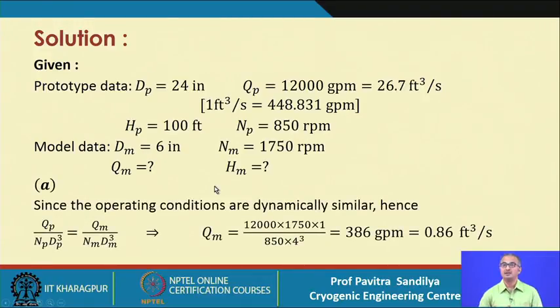Now, they are dynamically similar, so we use this particular equation to find the capacity of the model pump. We plug in the values of NP, NM, DP, DM and QP, and we get the result in GPM. This GPM is then converted to cubic feet per second using this particular relationship. What we find is that for the model pump, the capacity has come down from 12,000 GPM in the prototype to only 386 GPM. Why? Because the speed has increased and the impeller diameter has been reduced.